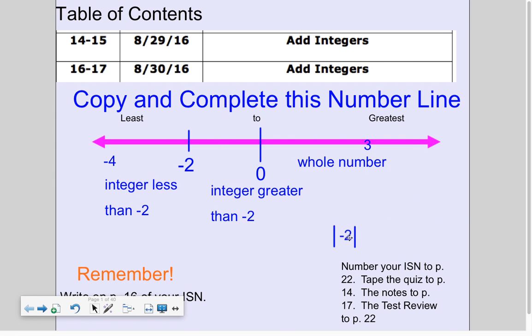And last but not least, the absolute value of -2. What is the absolute value of -2? How far is -2 from 0? 2 units. Some people think it goes right here. No, it goes right here.